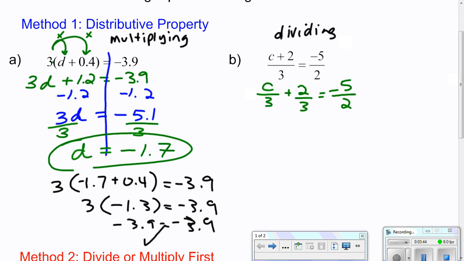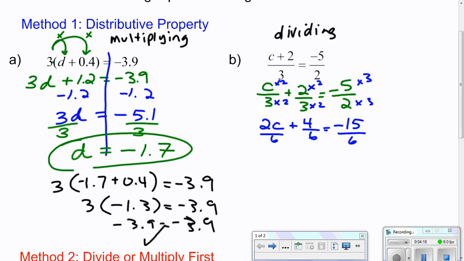Okay? And so now if this is the case, we can start solving this like some of the ones we were dealing with in the second and third lesson. So to isolate, I'm going to have some common denominators here, so I'm going to turn everything into a denominator of 6. So times by 2, times by 2, times by 2, times by 3, times by 3. So now we have all these denominators of 6. So then we get 2c plus 4 over 6 is equal to negative 15 over 6.